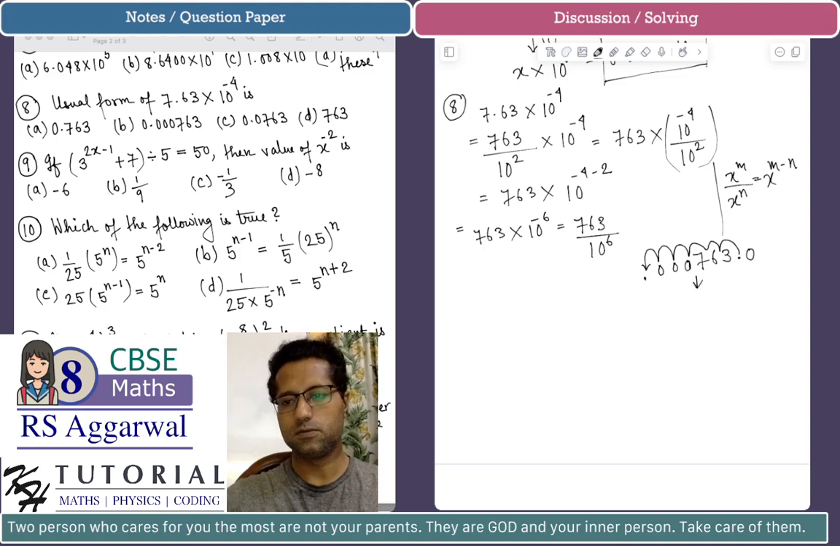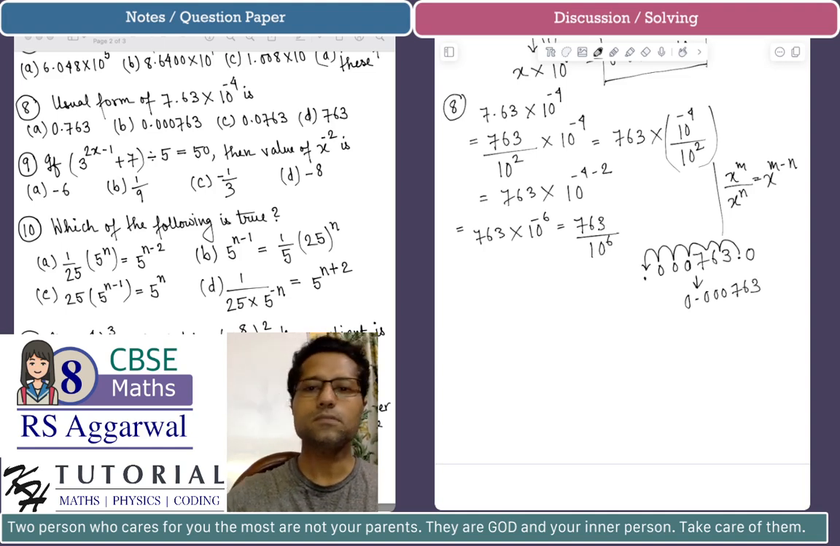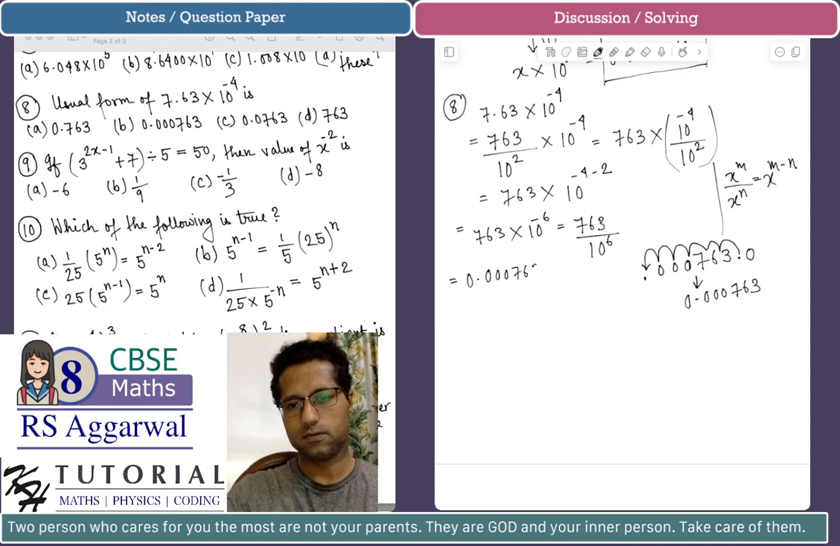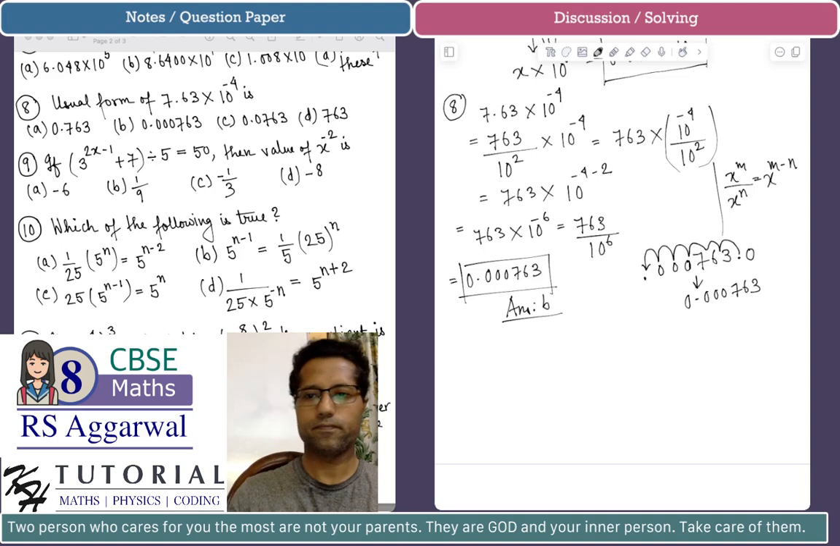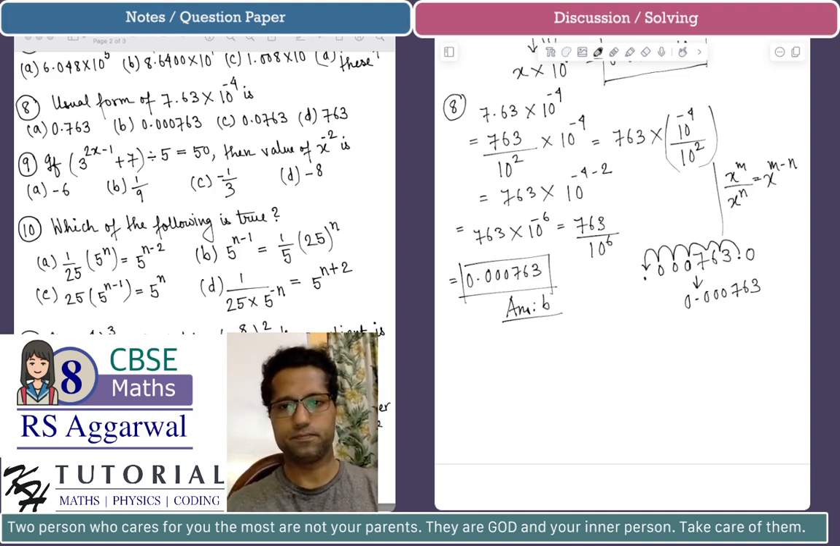So this becomes 0.000763. So 763 divided by 10 to the power 6 becomes 0.000763. This is the number in usual form. So the answer is choice B. The answer is choice B. Okay.